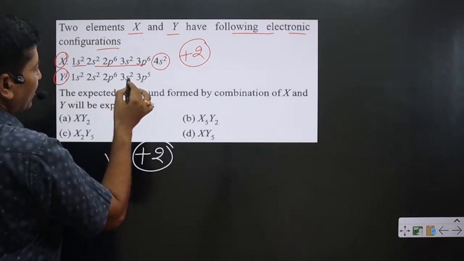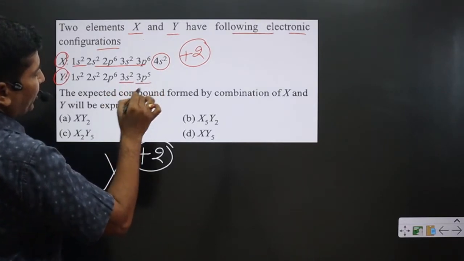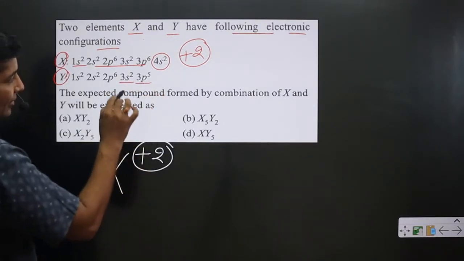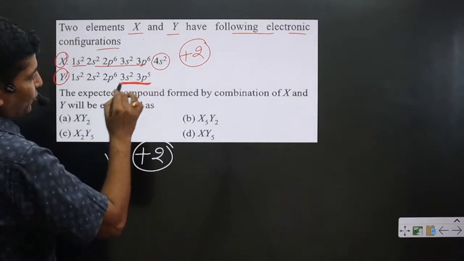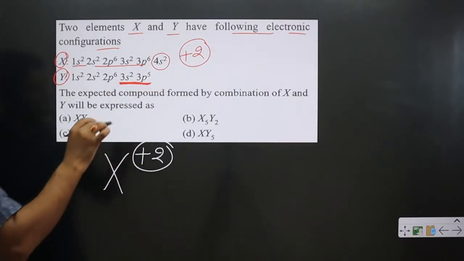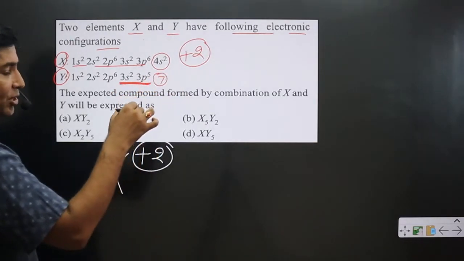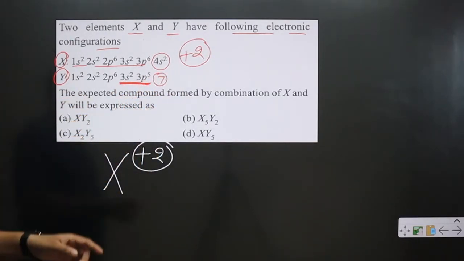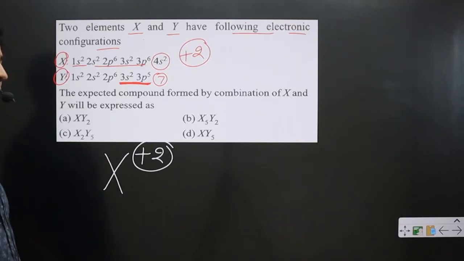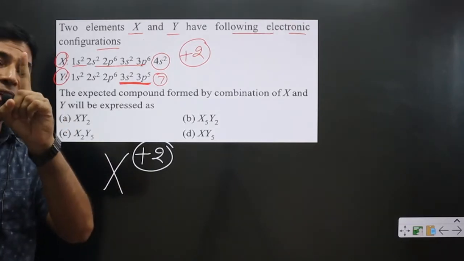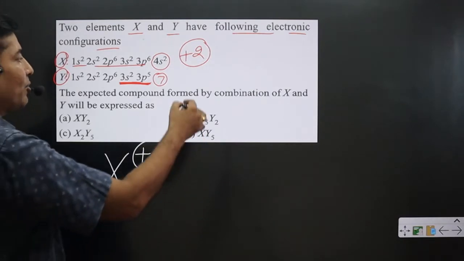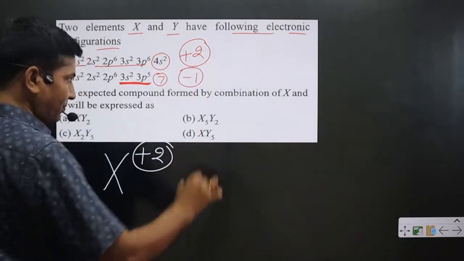Next we have Y element. So you can see in the outermost we have 3s2 3p5 is there. Outermost electrons. How many? 5 + 2 is equal to 7 are there. 7 valence electrons means this is halogen. 17 group. And halogens have tendency to gain how many electrons? 1 electron. That's why they always show -1 charge.